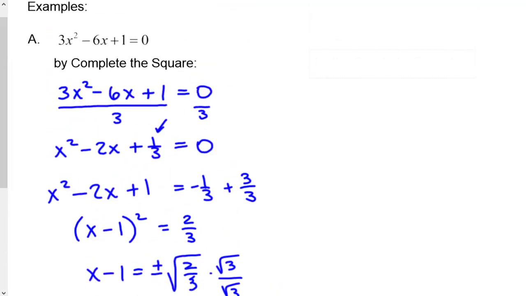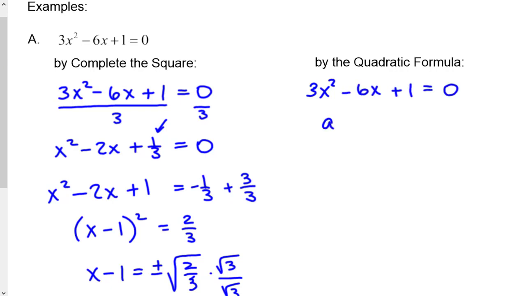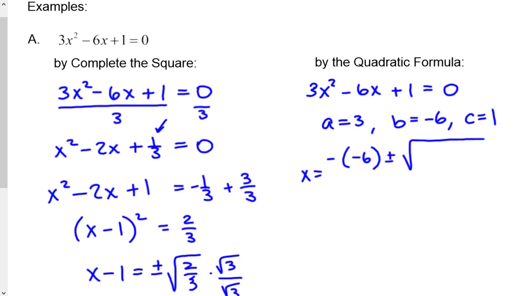Now let's do it through the quadratic formula. So in the quadratic formula, 3x squared minus 6x plus 1 equals 0. A is equal to 3, B is equal to negative 6, and C is equal to 1. And it's important to identify what those values are, because if you don't, then you could possibly run into forgetting a negative, and that's going to start you off on the wrong page. So the solution here is x equals the opposite of negative 6 plus or minus the square root of negative 6 squared minus 4 times 3 times 1, because it's b squared minus 4ac, all divided by 2 times a.